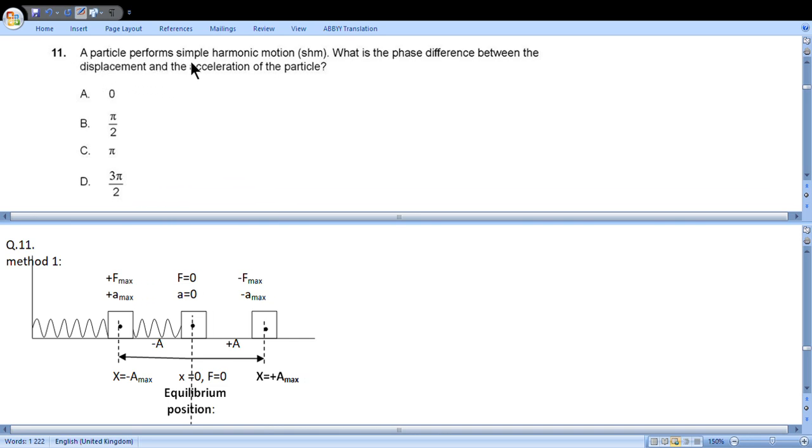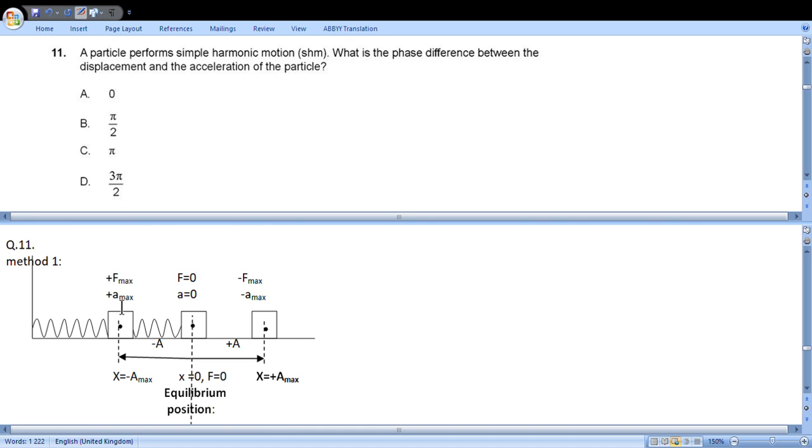Question 11. A particle performs simple harmonic motion, SHM. What is the phase difference between the displacement and acceleration of the particle? So here we have a picture, and from this picture we can see that when displacement is positive maximum, acceleration is negative maximum. When displacement is negative maximum, acceleration is positive maximum.